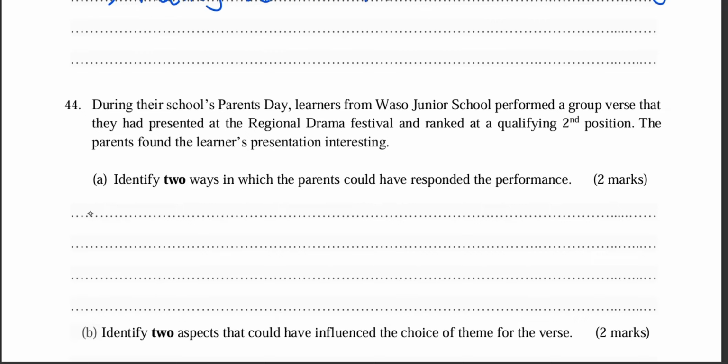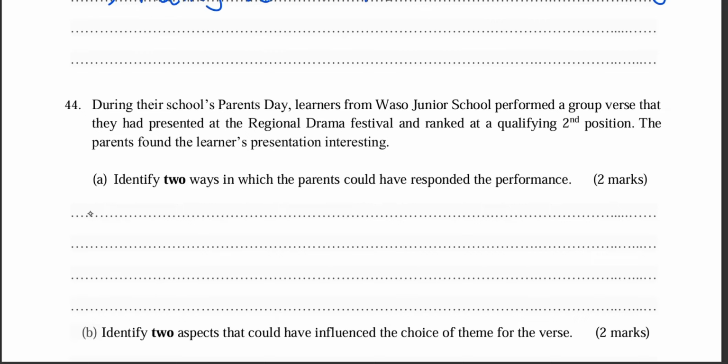They could also respond by cheering. They could also respond by silence. They could also give a standing ovation, and this is done if whatever is being performed is exceeding expectations and is usually the highest way of response. Then they could also nod or smile. So these are the different ways in which they could have responded. Remember, the parents in this case are the audience.